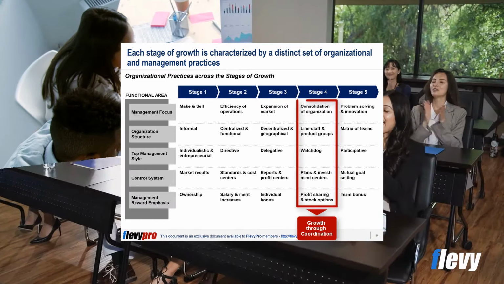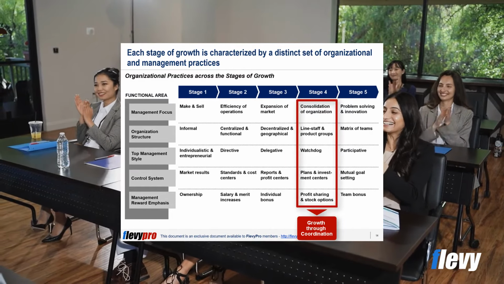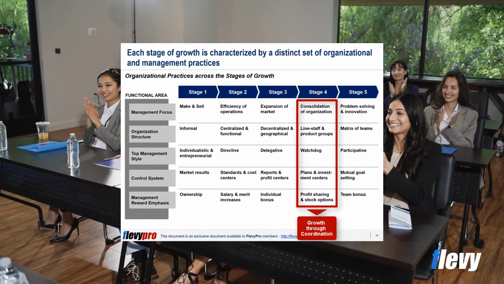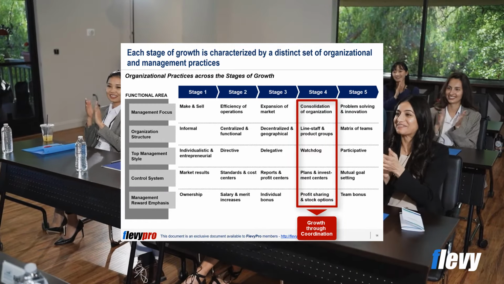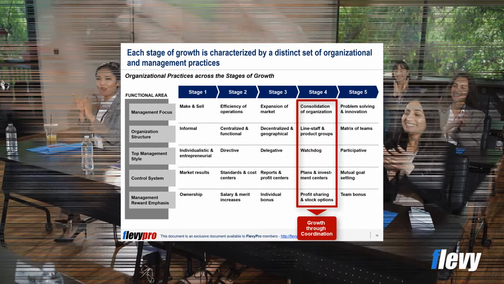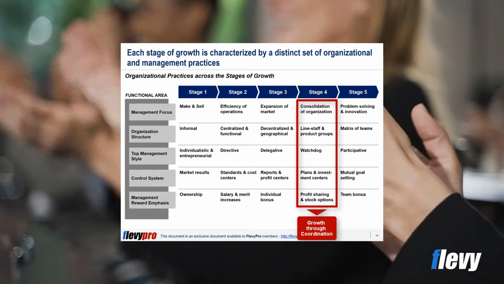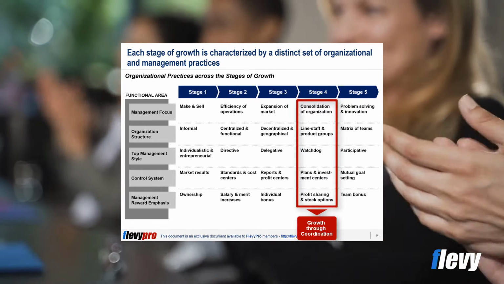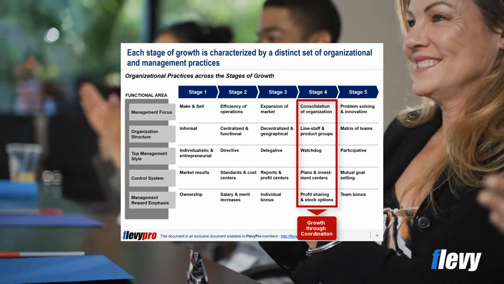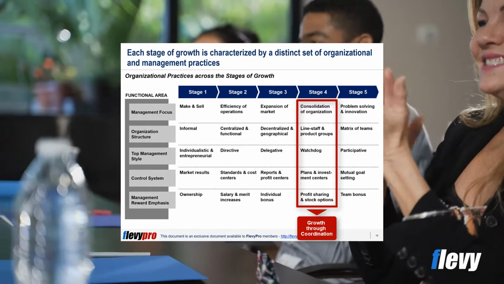At the fourth stage, we have growth through coordination. In this stage, formalized systems, procedures, and programs are implemented. Unfortunately, eventually, the many systems and programs introduced begin to exceed their usefulness. This leads to the crisis of red tape.